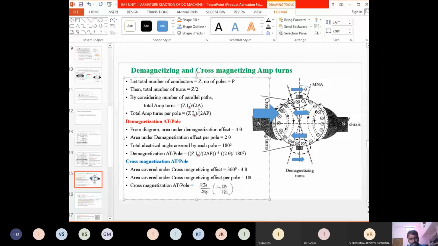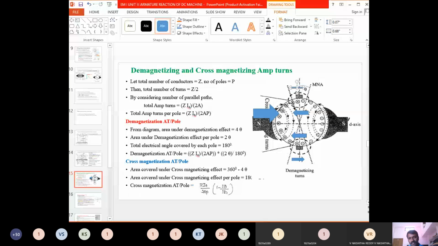So total ampere turns per pole. This is the total ampere turns. Total ampere turns equals Z into Ia by 2 into A. So this is Z by 2, multiplied with the current in that branch, Ia by A. So total ampere turns per pole, how many poles are there? There are 2 poles. Suppose if P number of poles are there, then I need to divide it by P here. So in order to find the demagnetization ampere turns per pole it is generating, you can see this in the diagram.